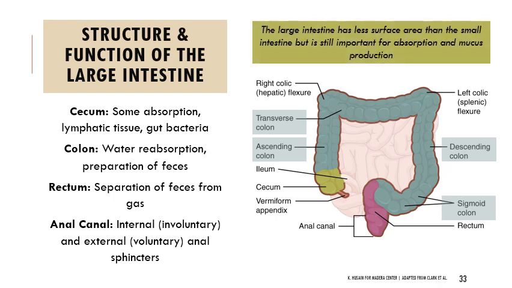So you might notice if you look at the histological slides of the large intestine, it has a lot less surface area than the small intestine, but there's still some absorption taking place, and there's a lot of mucus production. So that helps with the flow of feces.